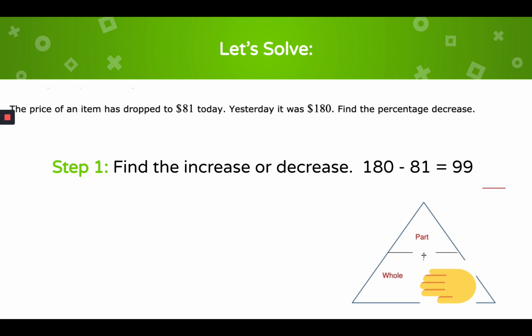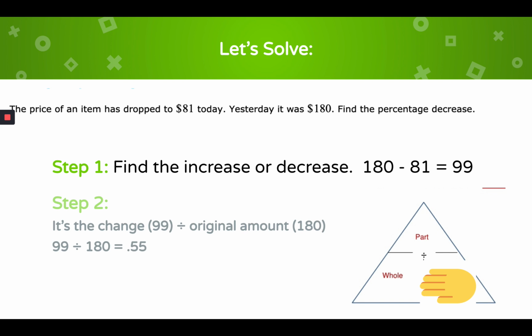I know it's a division problem because I'm looking for percent. It's the change, in this case 99, divided by the original amount, which was 180. 99 divided by 180 is 0.55, which is 55%. Okay, I'm going to show you a third example.